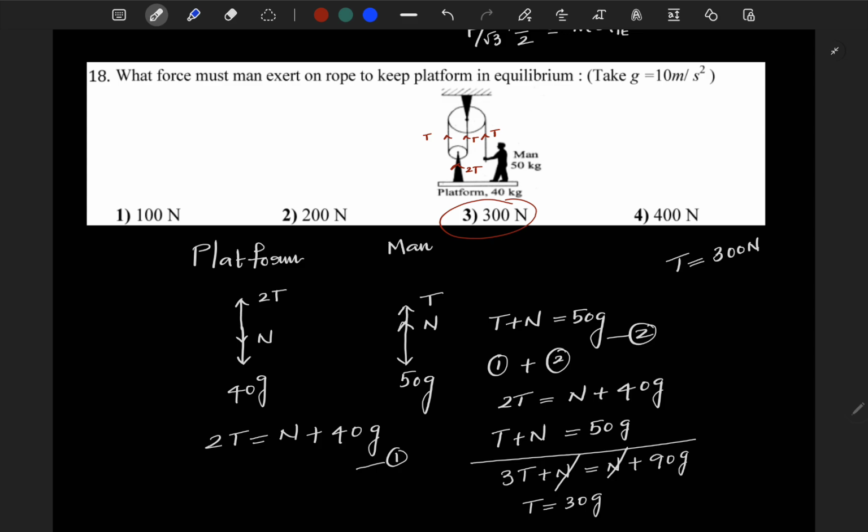So what force must the man exert on the rope to keep the platform in equilibrium, which is the tension? But also, if you want to find out the normal reaction, you can simply substitute this here. That will give you N is equal to 50g minus T, which is 500 minus 300, which is simply 200 Newton.